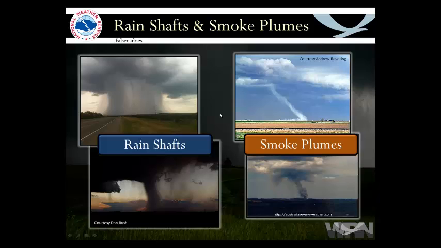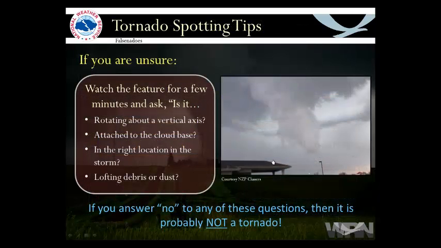Now, rain shafts and smoke plumes can also look like tornadoes. Remember, as a spotter, you're going to look for rotation in the cloud and whether there's rotation on the ground and any dust or debris on the ground. So we'll go through some things here. As a spotter, if you're unsure, the trained eye is going to look for these features for a few minutes, not just a snap. Some of these examples are difficult to see because they're still images, but you're going to watch it for a little bit as a spotter.